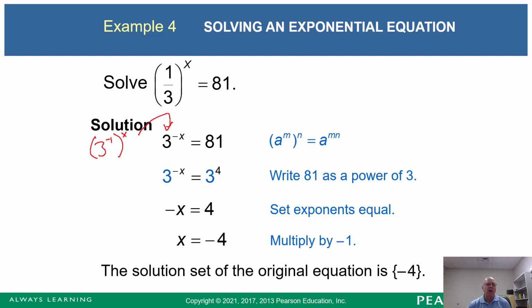Now up here it said solve, so you have two choices. You can write x equals negative 4 because it just said solve it. Or you might just put it in a box like this. There's your solution. Or you might want to use set notation and say negative 4 is in our solution set.